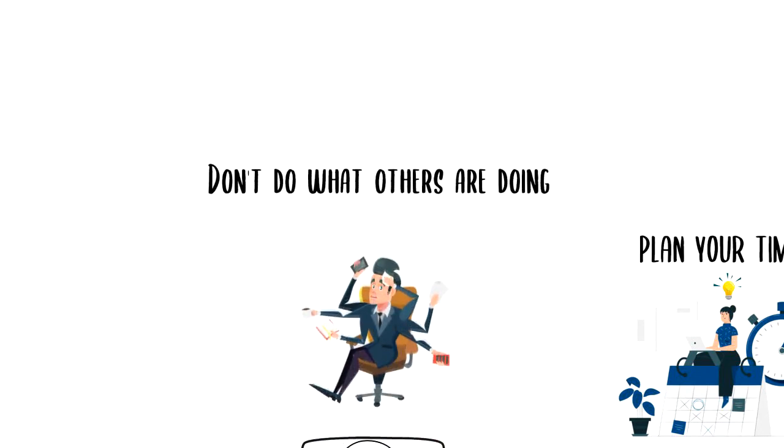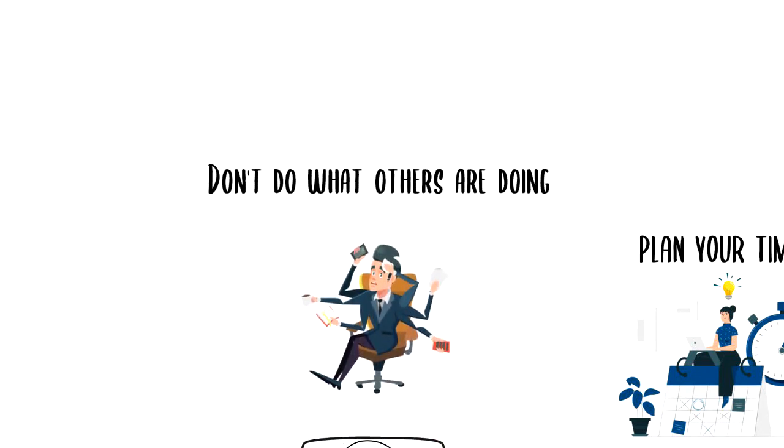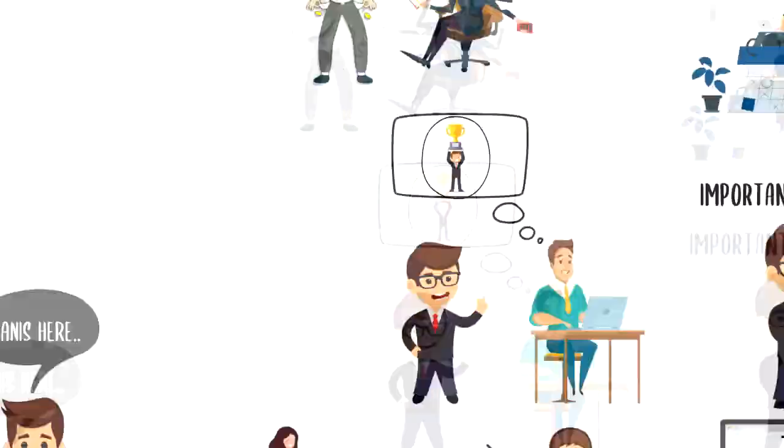Third, don't do what others are doing. What most people are doing is wrong. That explains why 98% of the people are broke. So don't do what others are doing and instead do the opposite.